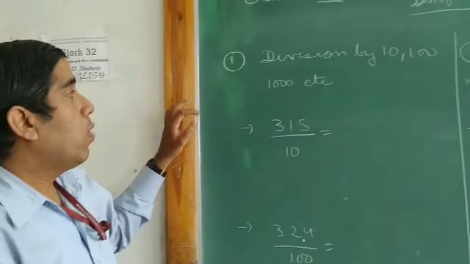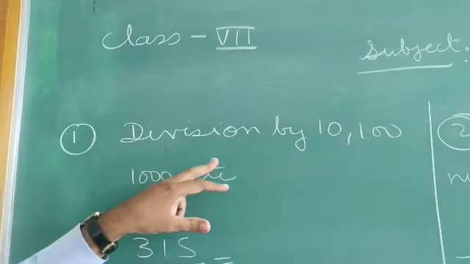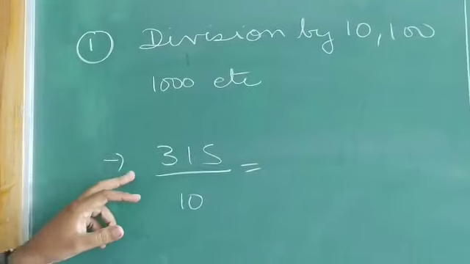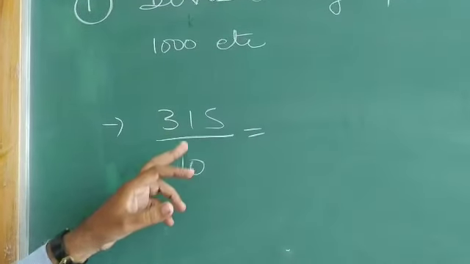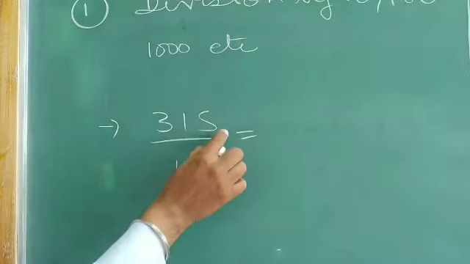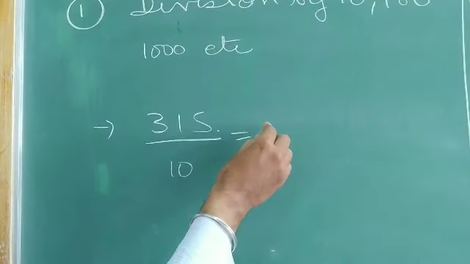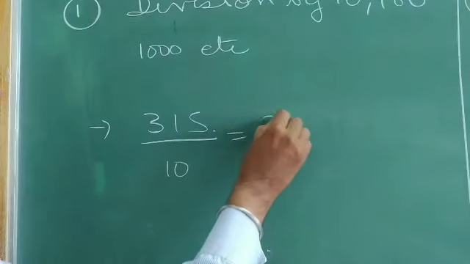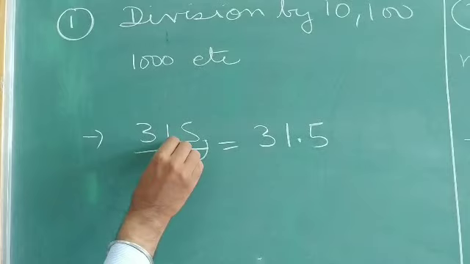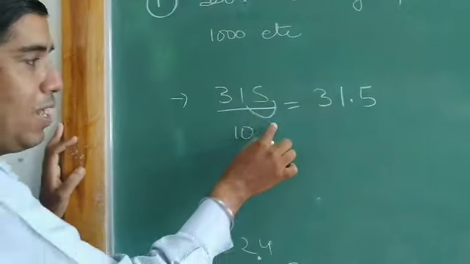Students, today we are going to discuss the topic of exercise 2.7, the division by 10, 100 and so on. Now you can see I have taken an example, 315 divided by 10. The decimal is lying here, and it will shift one place to the left. So the answer will come 31.5. How many zeros are there? That means it will shift that many places.